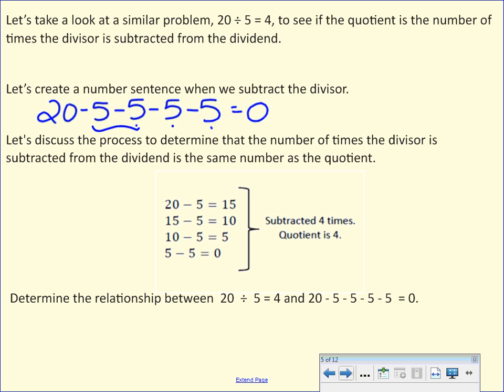So how many times did I take away 5? I took away 5 4 times. So my quotient is 4. So 20 divided by 5 equals 4. And 20 minus 5 4 times equals 0. Again, gentlemen, ladies, that represents the same thing. We have a relationship between division and subtraction.